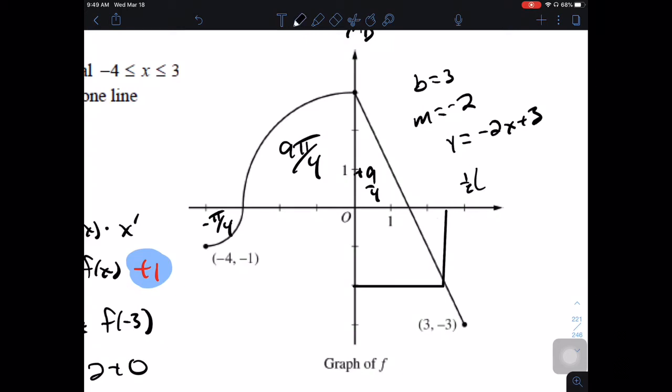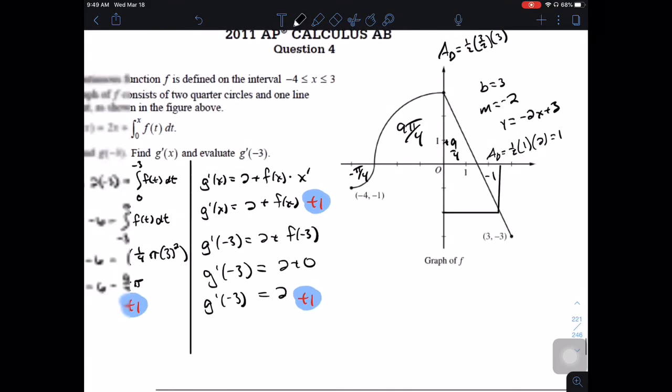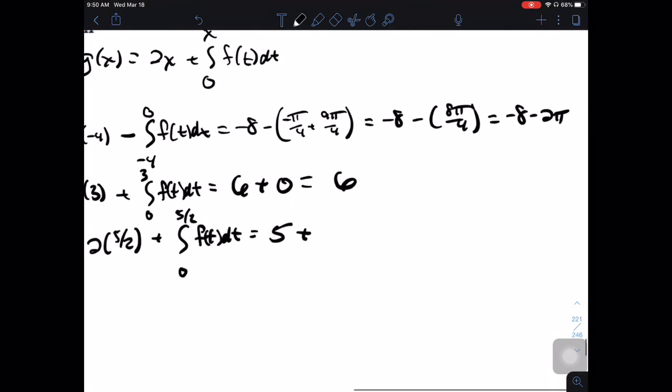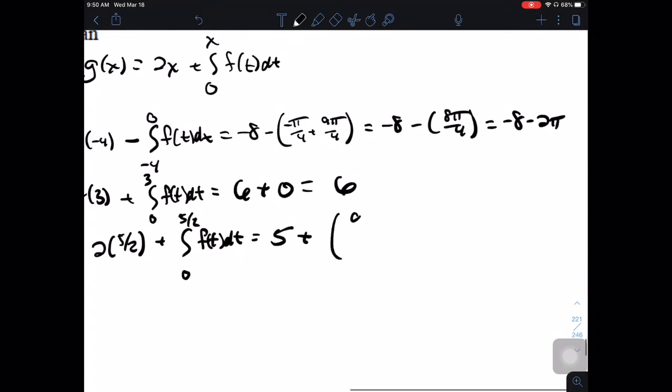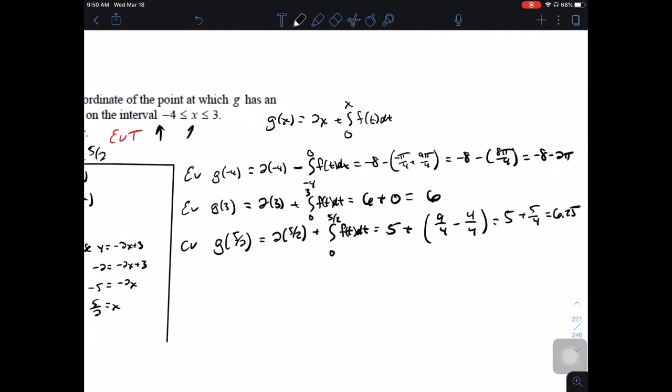That base looks like it's 1 times the height. Looks like that's 2. That's going to be 1 negative. So the area under this curve is going to be 9/4 minus 1. 1 is the same as 4/4. This is going to be 5 plus 5/4. That's going to be 6.25. Boy, that's a ton of work.